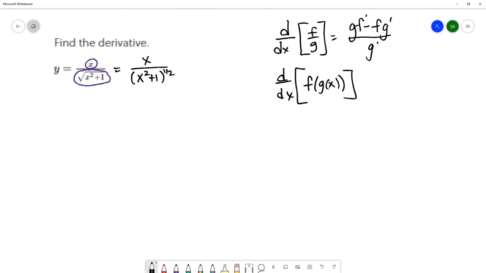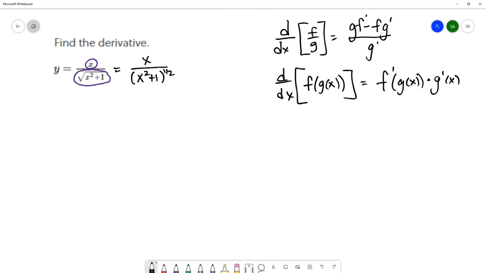When you have the derivative of a composition, you're going to calculate it this way. You take the derivative of the outside function, you leave the inside function alone, and you chain by multiplying by the derivative of the inside. So that is your chain rule, which we can use when we calculate the derivative of the denominator.